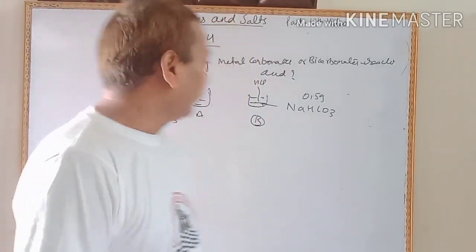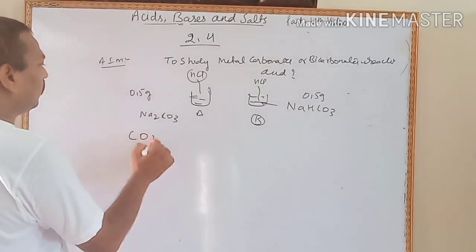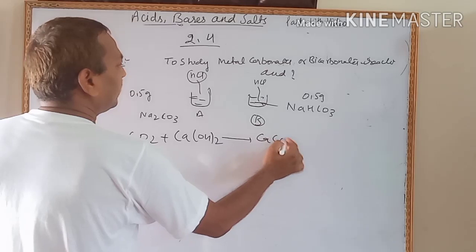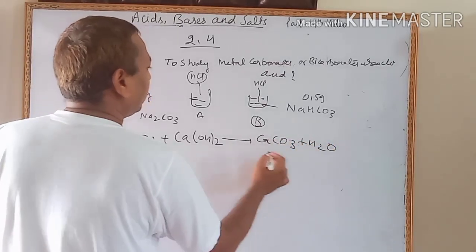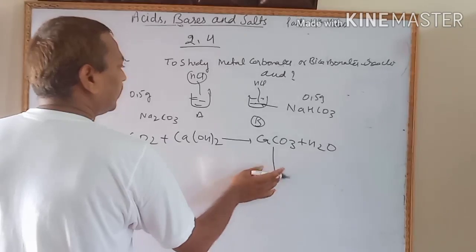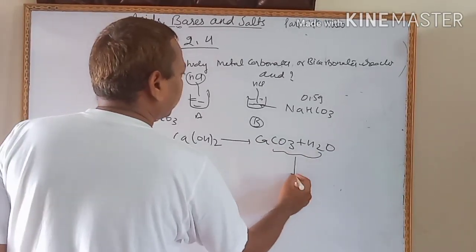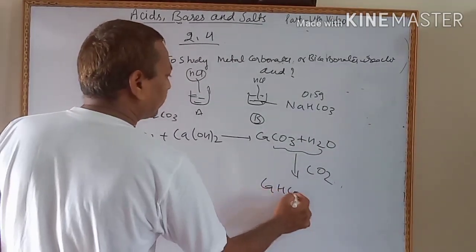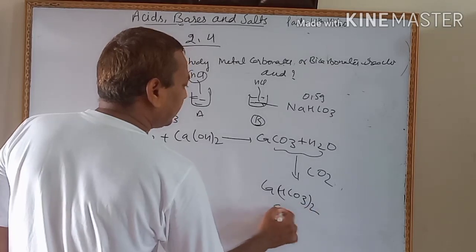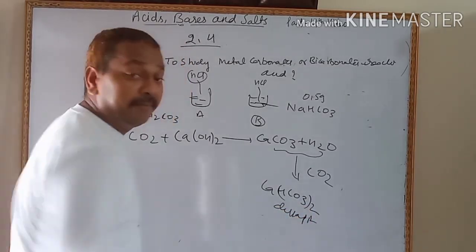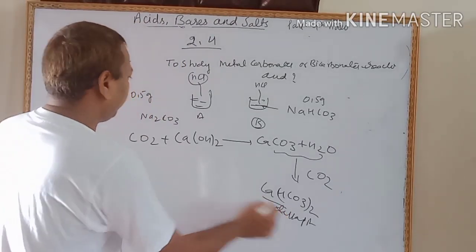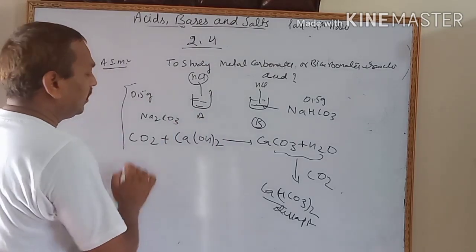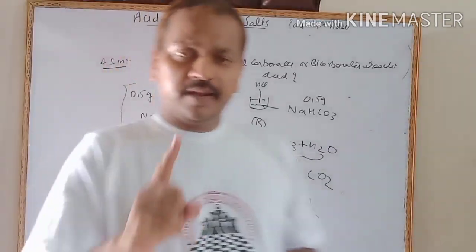Already we have studied this. CO2 reacts with lime water to form calcium carbonate plus water, which is the milkiness. When more CO2 gas is added, it will form calcium bicarbonate, meaning the milkiness will disappear. Clear? So students, questions may arise like this. Clear?